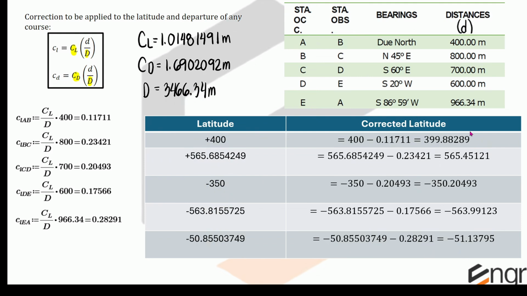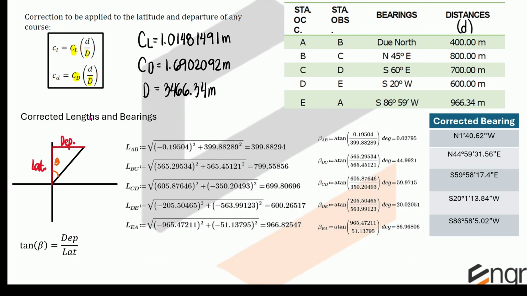So using these corrected latitudes and the corrected departures earlier, we can now solve the corrected lengths. The latitude and departure are the components of the length. If we want to obtain the corrected length, we just use the Pythagorean theorem and obtain essentially the hypotenuse of the triangle formed by the latitude and the departure. So for the corrected lengths and bearings, for lines AB up to line EA, we just take the square root of the sum of the squares of the departure and the latitude. And these are the corrected values.